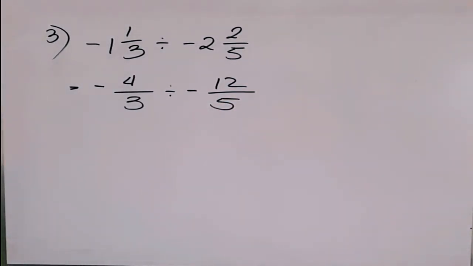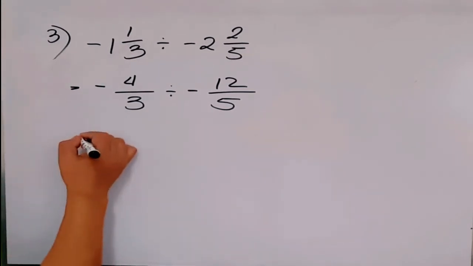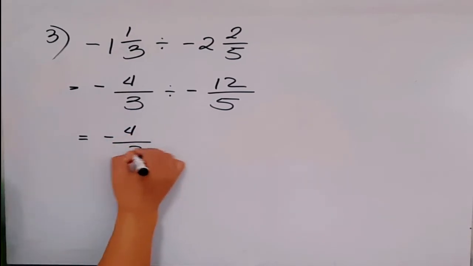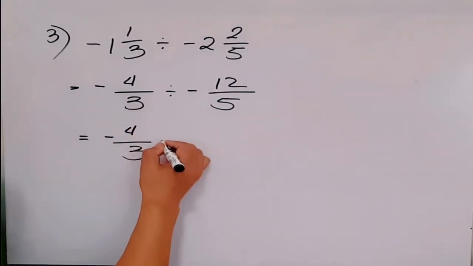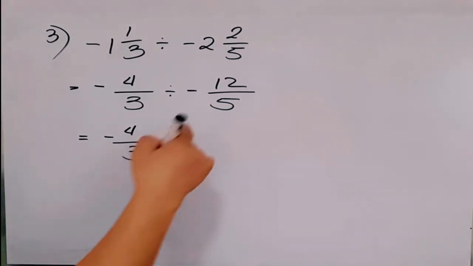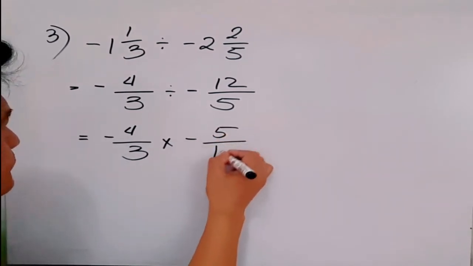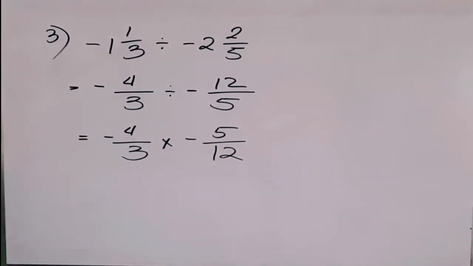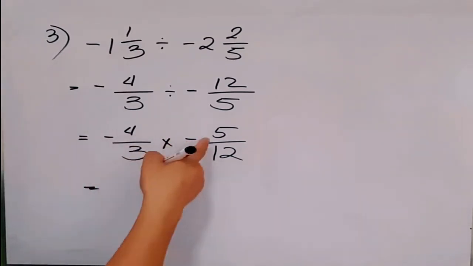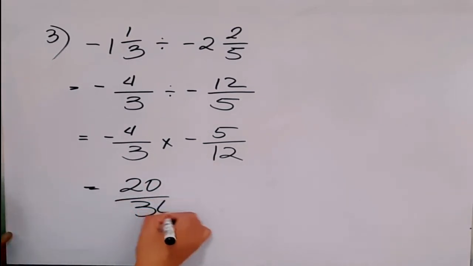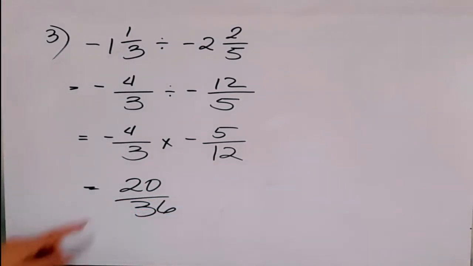And then we apply your KCF. That is, keep the first fraction, negative 4 over 3. Change your division sign into multiplication. And then flip the second fraction. That will be negative 5 over 12. So we multiply negative 4 and negative 5 is 20. 3 times 12 is 36. And to be able to reduce this, we get the GCF by factoring 20 and 36.